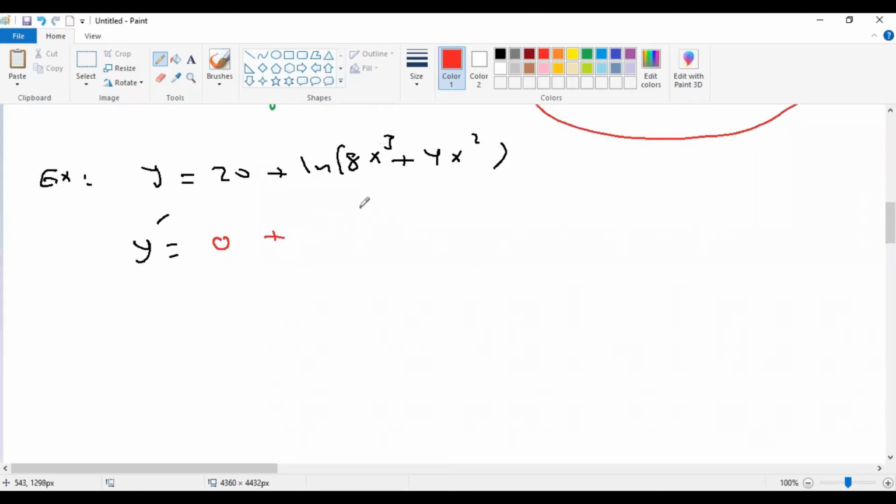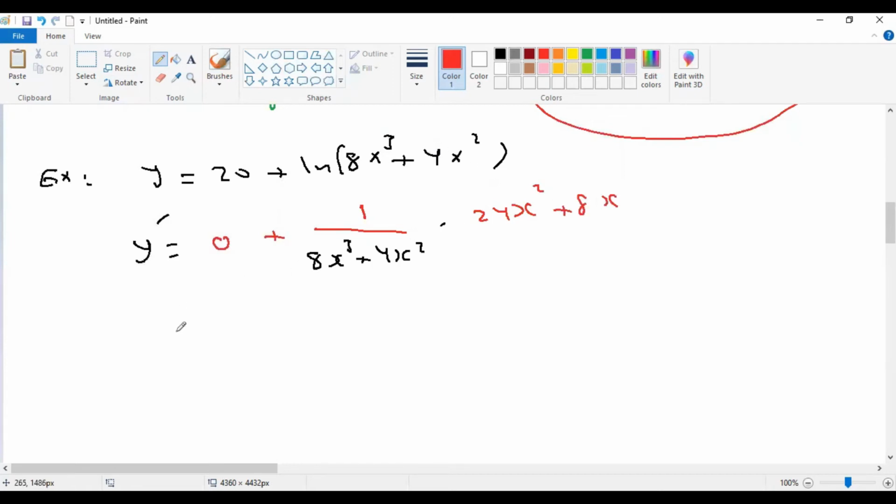What is the derivative of ln u? 1 over u. What is the u? This is the u, which represents 8x cubed plus 4x squared. So over 8x cubed plus 4x squared times what term? Now the derivative of u, the derivative of 8x cubed plus 4x squared: 3 by 8, 24, x squared plus 2 by 4, 8x. So now multiply by 24x squared plus 8x.